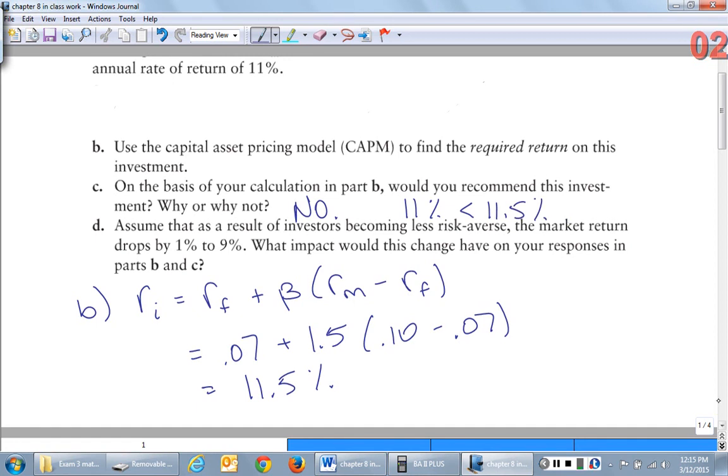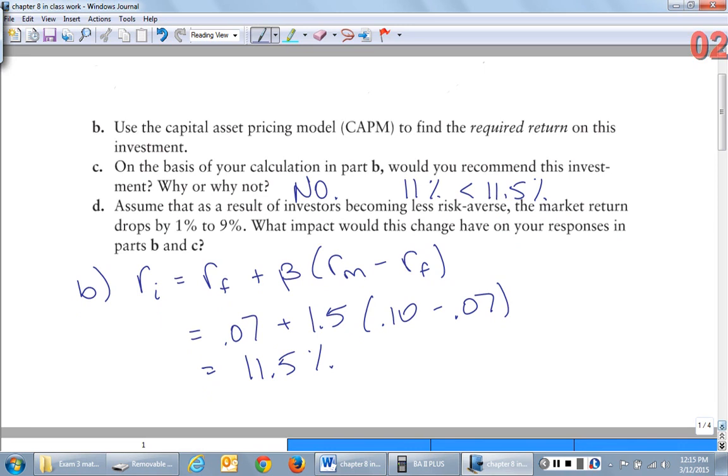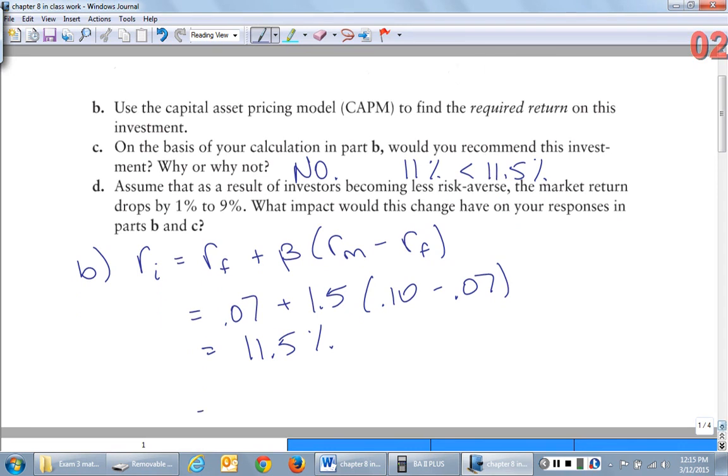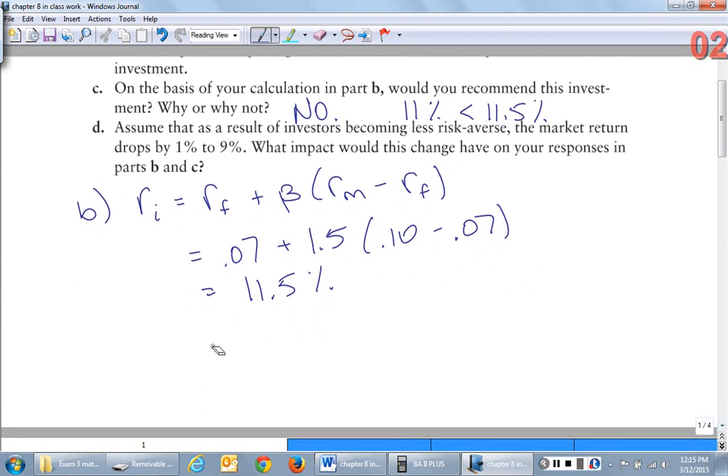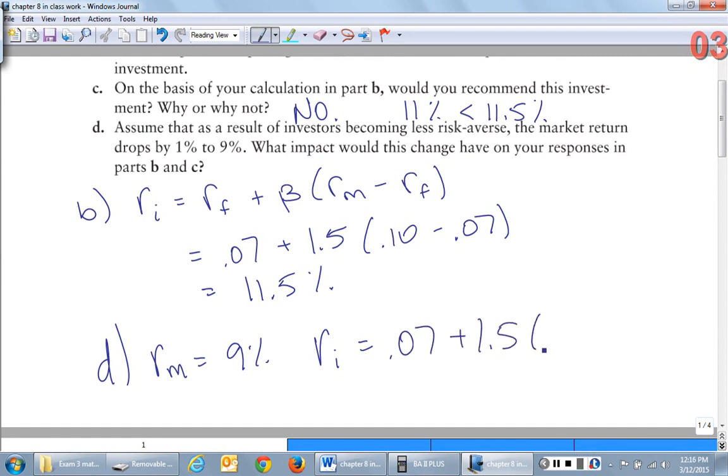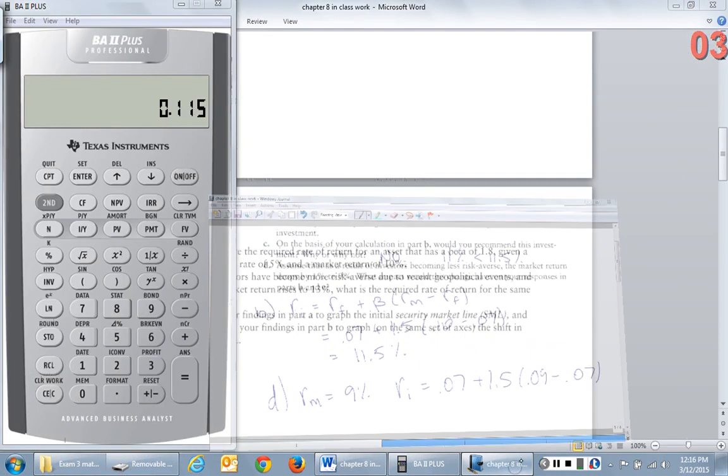And Part D, what if the market return drops 1%? So now it's 9% instead of 10%. What is the new required return on this asset? So the new market return is 9%. So we can use our capital asset pricing model. We know the risk-free rate of return is 7%. Our beta has stayed the same. The market return has changed to 9%. And the risk-free rate is still 7%.